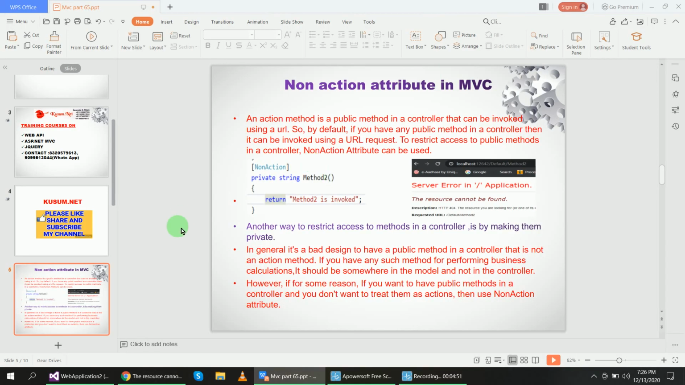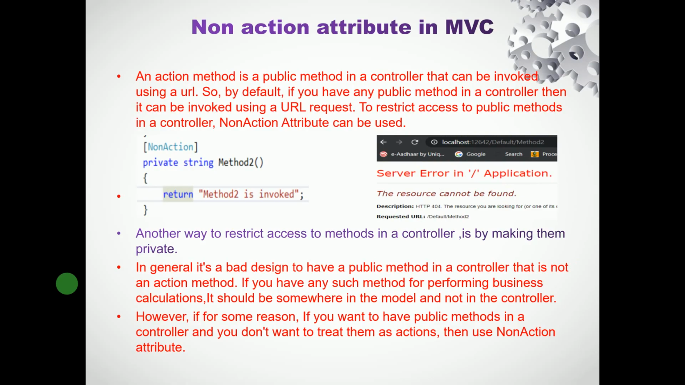In general, it's bad design to have a public method in a controller that is not an action method. If you have any such method for performing business calculations, it should be somewhere in the model and not in the controller. However, if for some reason you want to have public methods in a controller and you don't want to treat them as actions, then simply use the NonAction attribute.